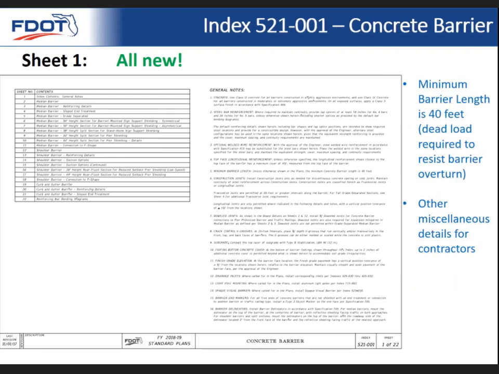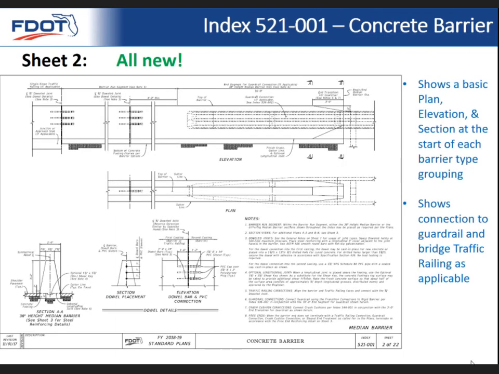And then an item of interest for designers is the minimum barrier length is 40 feet. That's just required for a dead load to resist overturning upon an impact. And then we also have miscellaneous items for contractors here.